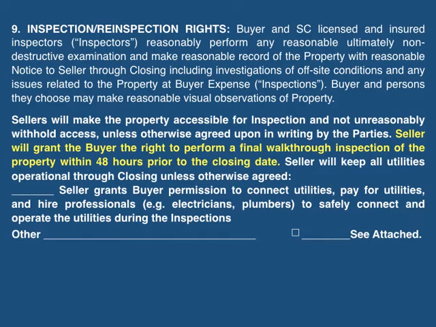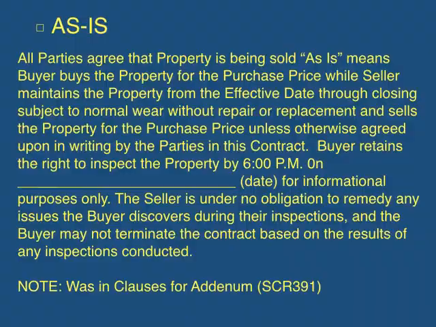And then right under it, it says the seller grants the buyer permission to connect utilities, pay for utilities, and hire professionals to safely connect and operate the utilities during the inspections. This would only come into play if the house is vacant or if the utilities have been turned off. If that's the case, then you would put initials beside that. But typically, if the people are still living in the house, this wouldn't apply because they still have the utilities on. And of course, if it doesn't apply in your situation and there's a blank line, what do you put there? N-A. And also under there, other, and see attached. That's if you want to attach some things, you would check that box. If not, most of the time these are left blank, you just put N-A in those blanks.